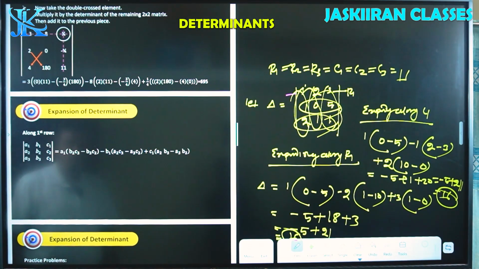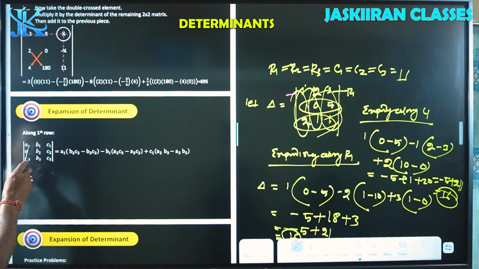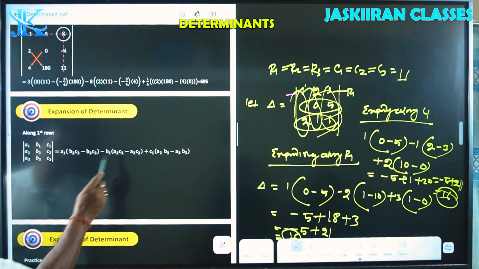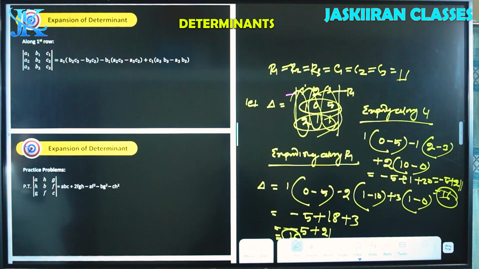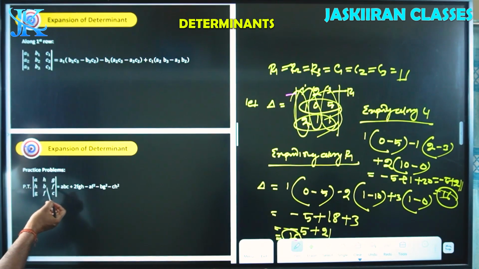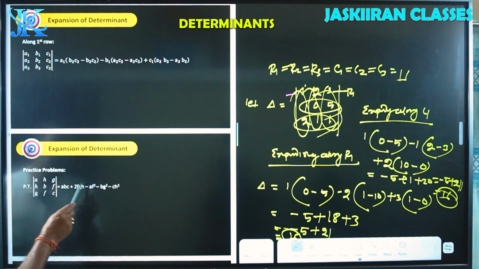First row: X1, A1, B1, C1, like this. Expansion of a practical problem, meaning an example: A, H, G, H, B, F, G, F, C. How to solve? Then expanding only with the first row.